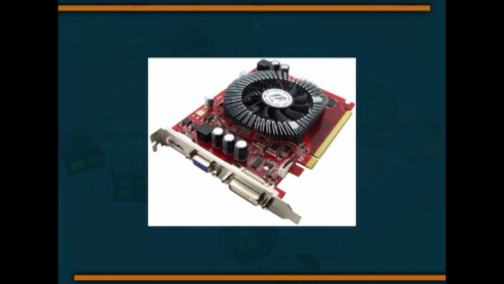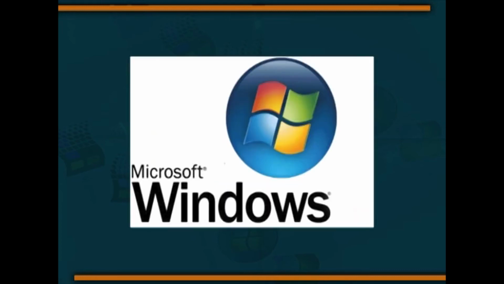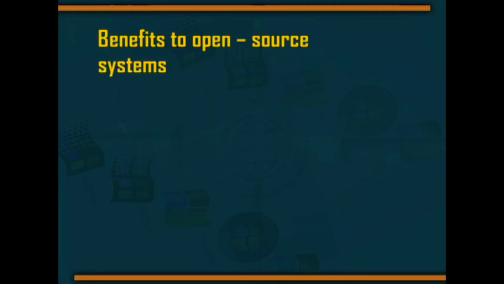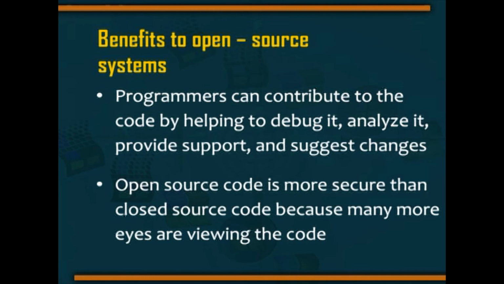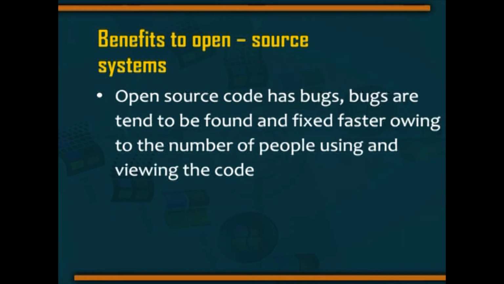Linux is an example of open source operating system, while Microsoft Windows is an example of the opposite, closed source approach. The benefits of open source systems are: programmers can contribute to the code by helping to debug it, analyze it, provide support and suggest changes. Open source code is more secure than closed source code because many more eyes are viewing the code. If open source code has bugs, bugs tend to be found and fixed faster owing to the number of people using and viewing the code.